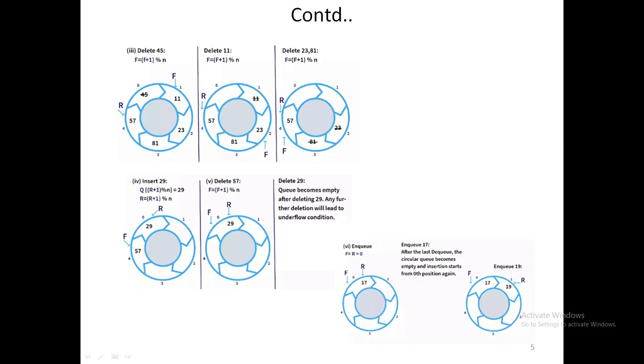If you are enqueuing 17, inserting it, r is 0 now, because we have deleted the 29. So 17 is inserted into the 0th position, and then 19 is inserted. So r is now pointing to 19 and f is pointing to 17.